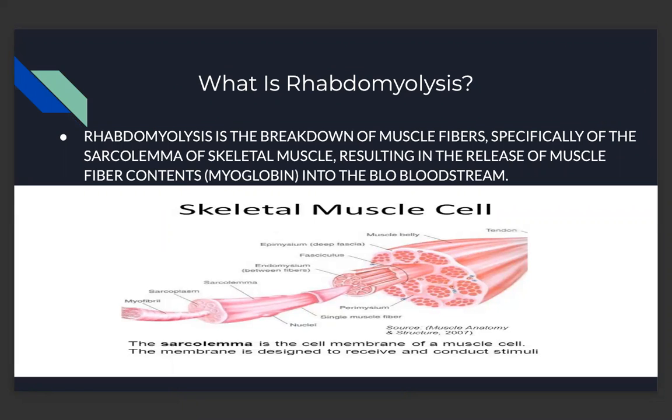Rhabdomyolysis is the breakdown of muscle fibers, specifically of the sarcolemma of skeletal muscle, resulting in release of muscle fiber contents, myoglobin, into the bloodstream. The sarcolemma is the cell membrane of a muscle cell. The membrane is designed to receive and conduct stimuli. It is a barrier between the internal and external myofiber environments.